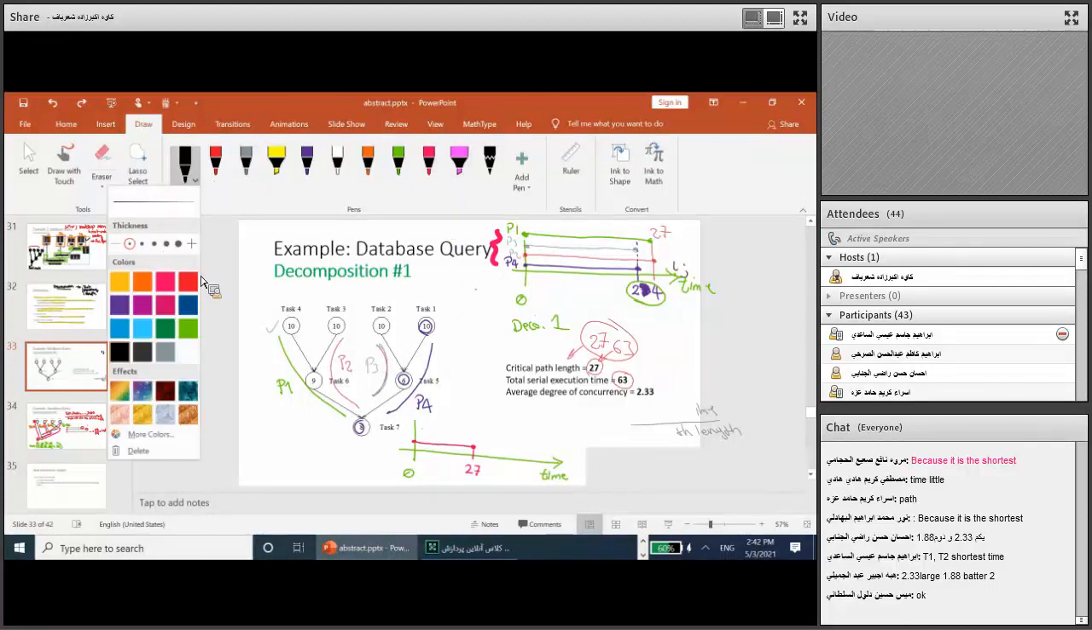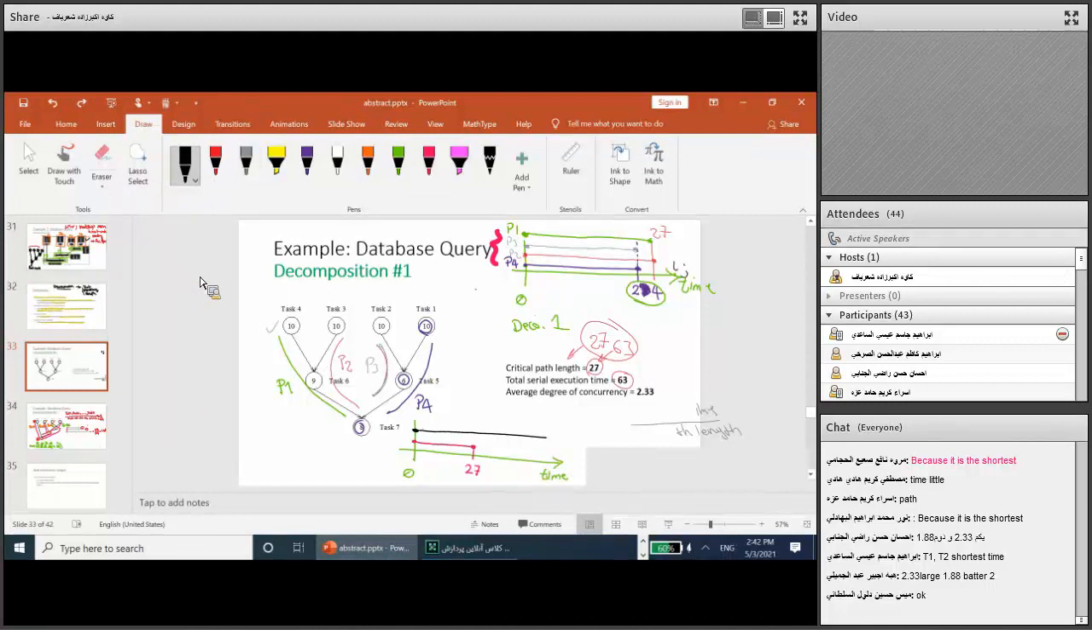But serial execution takes 63. Critical path length determines how long the whole program takes to execute in parallel. Critical path length defines the total parallel execution time. 4 independent tasks which are concurrently executed.